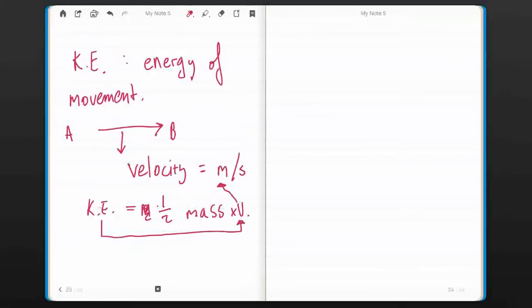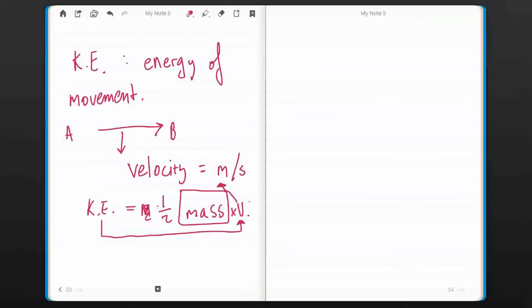times 0 will give you 0. So even if mass was massive, if it was a ton lorry or 1,000 kilos, times 0, it would still be 0 kinetic energy. So you need there to be some movement for there to be any kinetic energy.